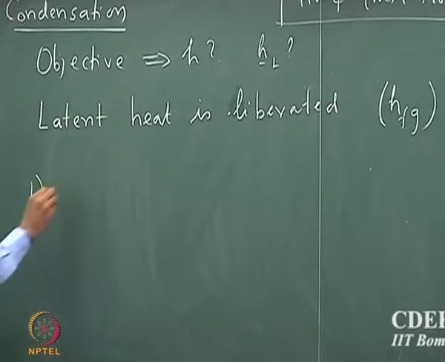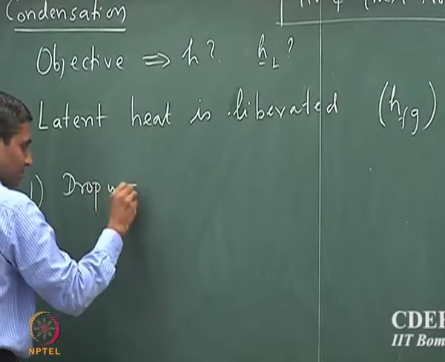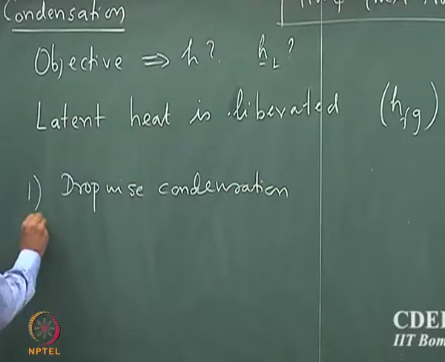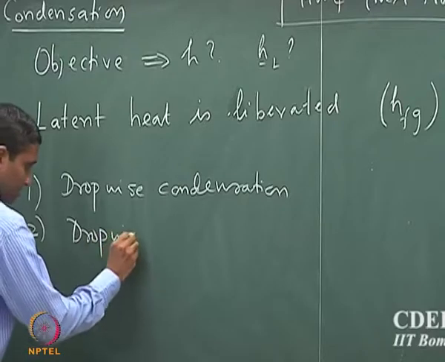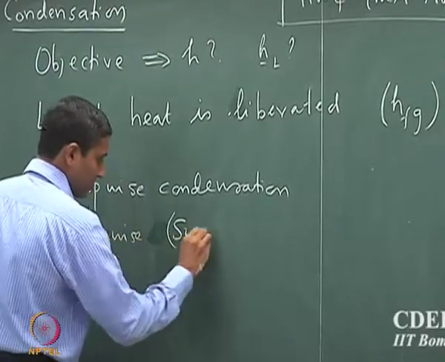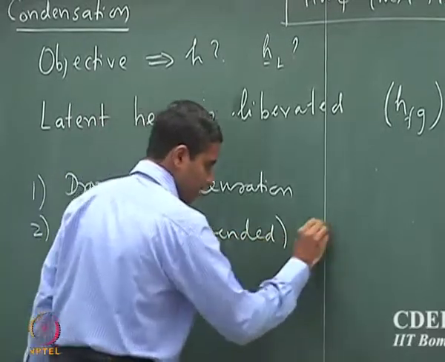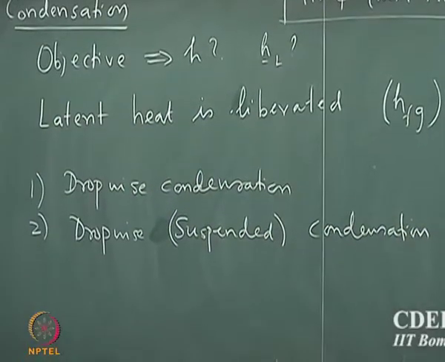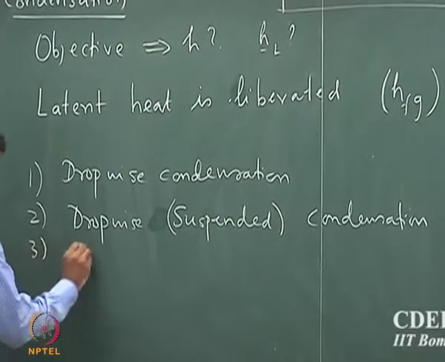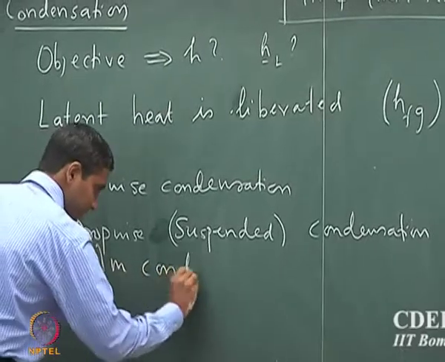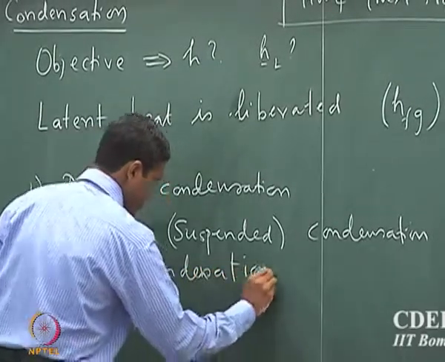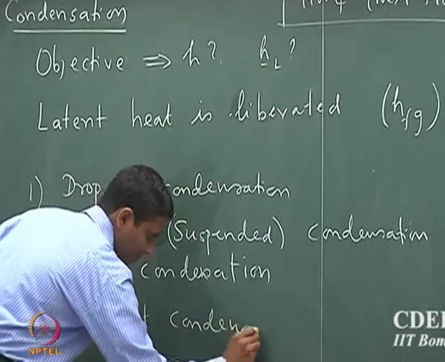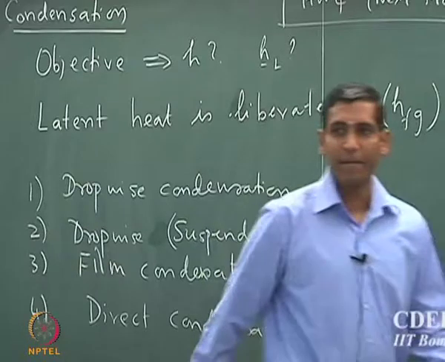One is the dropwise condensation, and then you have dropwise suspended condensation, and then the third one is film condensation, and the fourth process is direct condensation. So, these are the four types of condensation process.